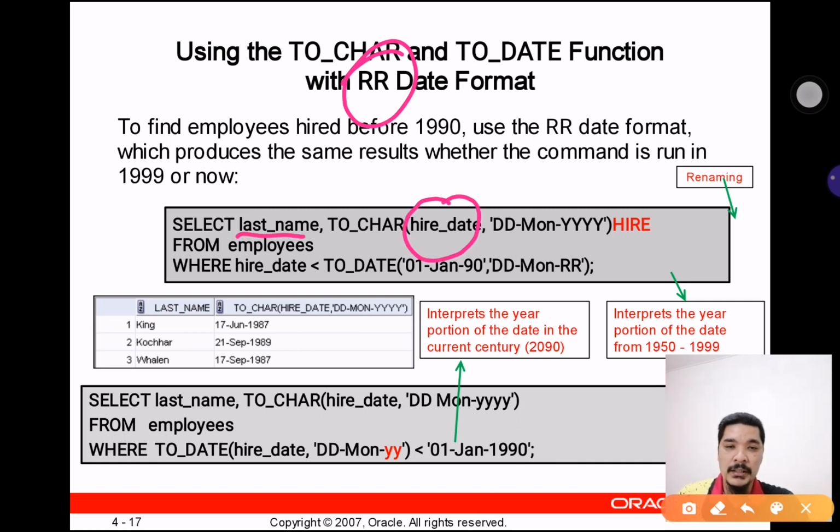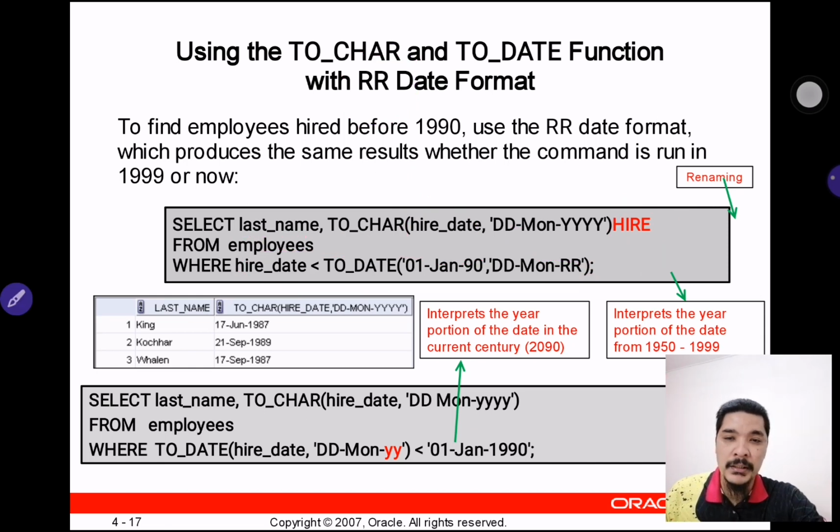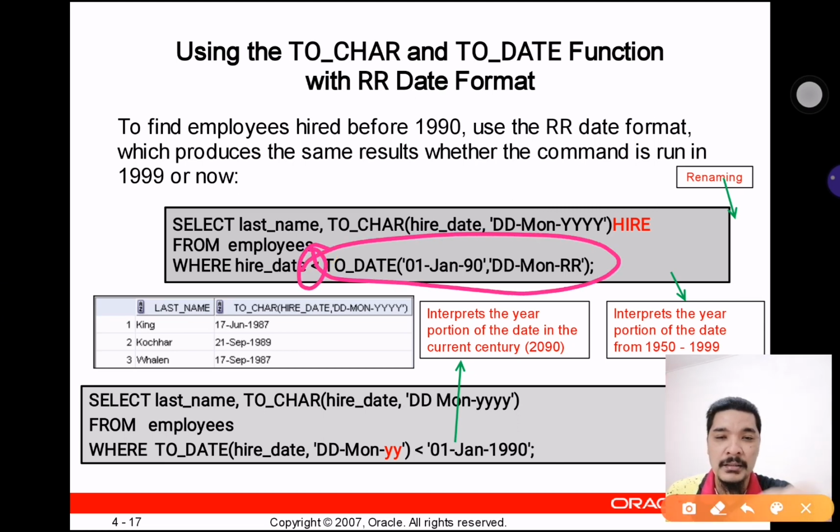Okay, so hire date is a date format. We want to convert it into a character using this format, and then hire is the column alias. From employees where this is the comparison. Number one, we must meet this comparison first. So the hire date must be less than this comparison, date 01 January, DD-MON-RR.